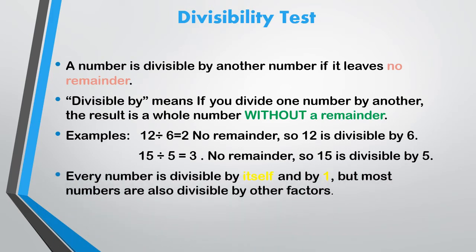So we can say that 15 is divisible by 5. Every number is divisible by itself and by 1. But most numbers are also divisible by other factors. Every number is divisible by itself means the same number. Okay, 15 is divisible by 15. At the same time, 15 is divisible by 1 also.